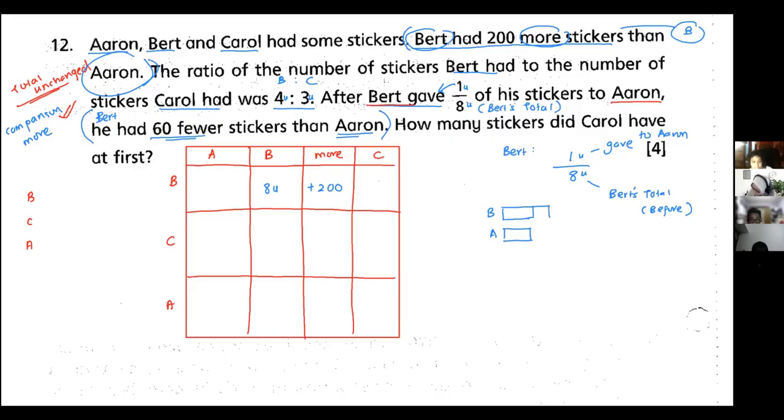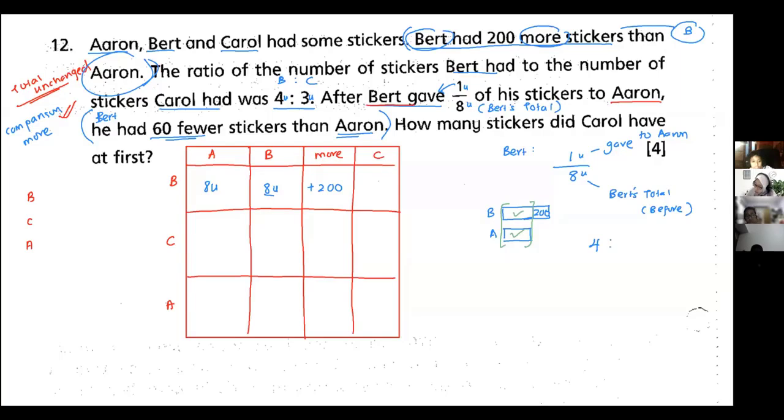However, Bert has more. Bert has how many more? 200 more. So this portion here, this and this are the same. So if Bert has 8 units here, Aaron has 8 units there. However, Bert has more. How many more? 200 more, given there already. I wrote it down there already, right? Okay, now let's move on to the next one.